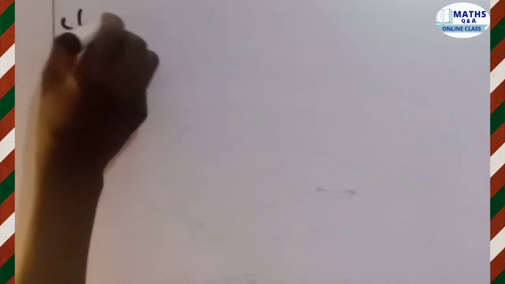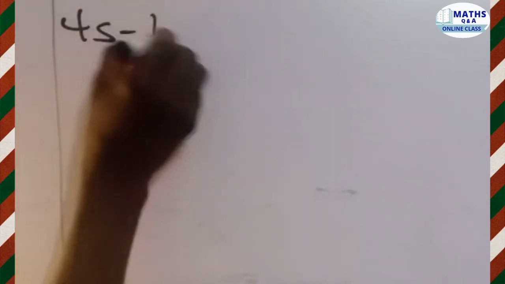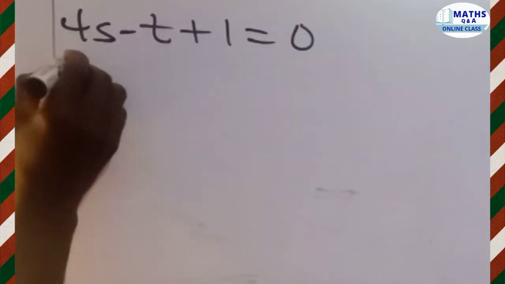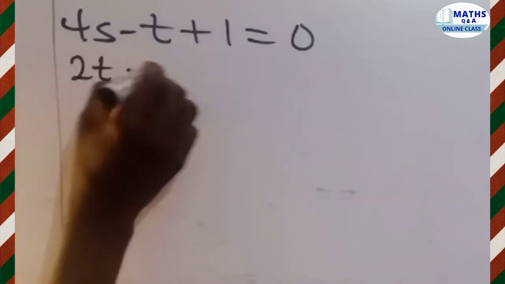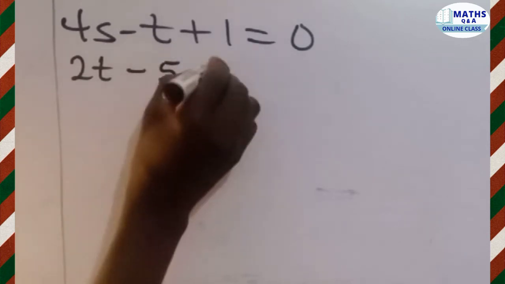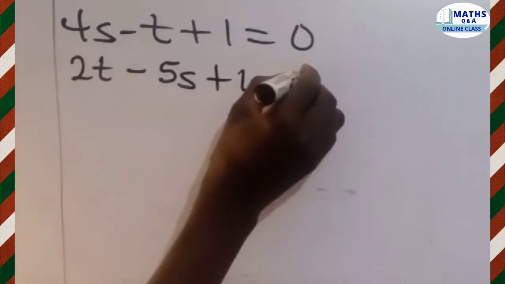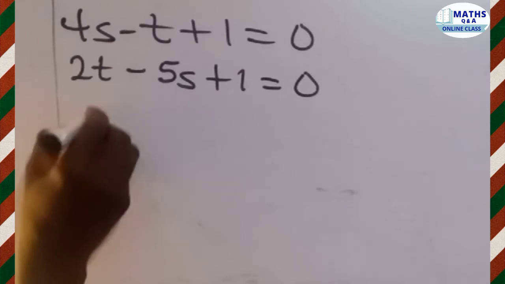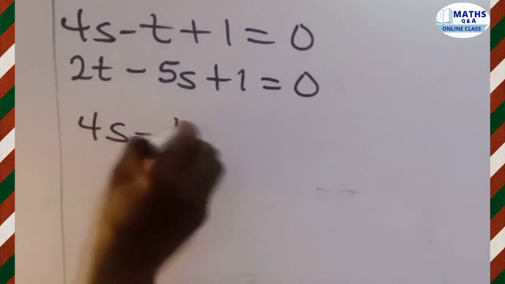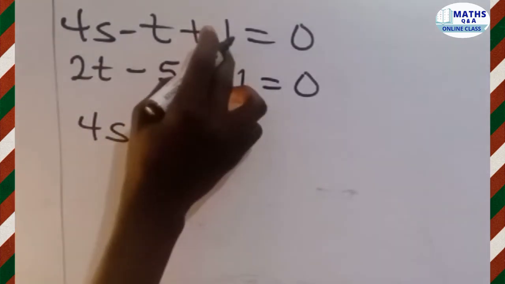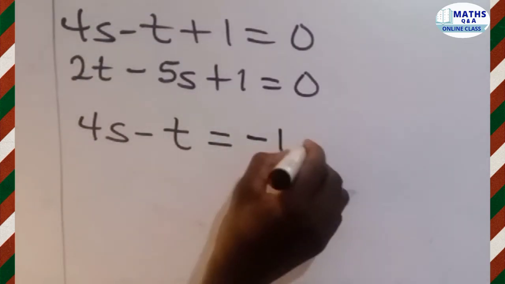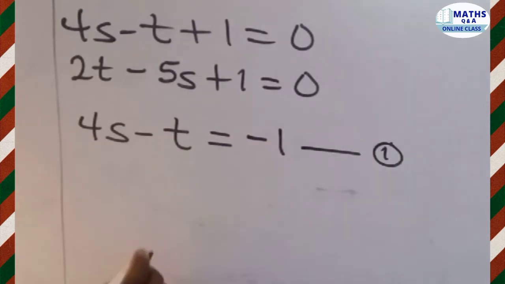So we are given 4s minus t plus 1 equal to 0, and we are also given 2t minus 5s plus 1 equal to 0. Now we can rearrange this so that it will be simple for us. We can rearrange it as 4s minus t equal to, then we send the positive 1 to the other side, so it becomes negative 1. Let's take this as our equation 1.